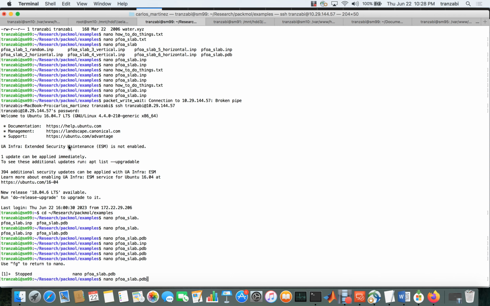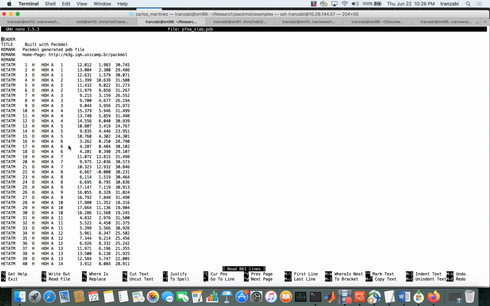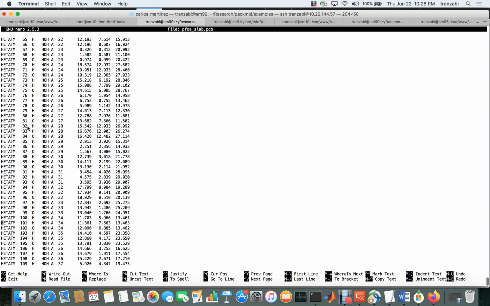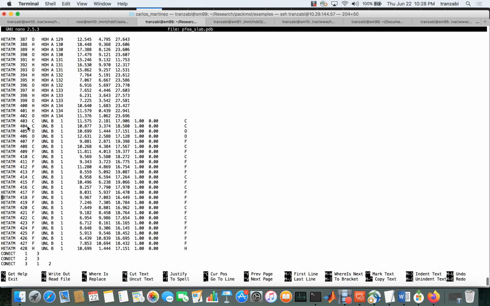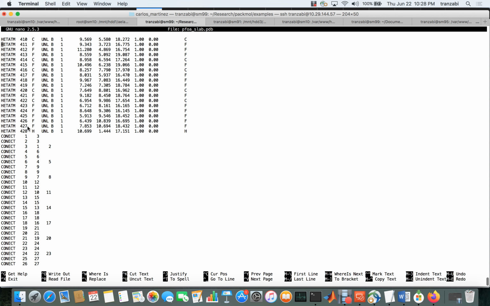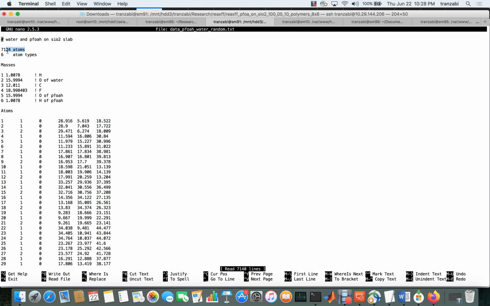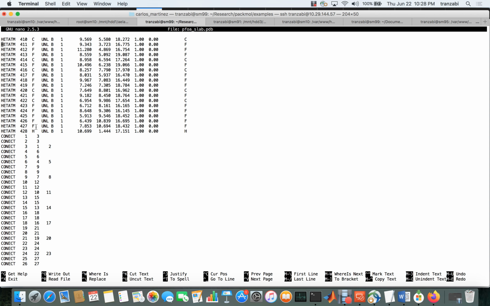The number of lines that start with the heterogeneous atom keyword. So if we have, let's say, something like 428, then the number of atoms in the second input file here should be 428. Okay, so exactly the same number that you see here. So that's about this line.